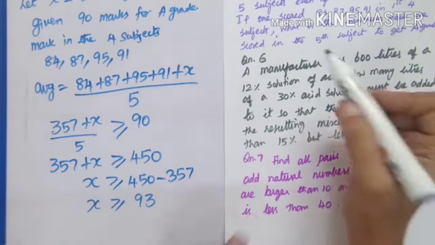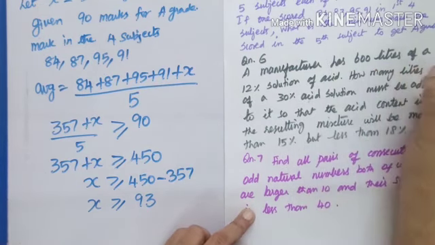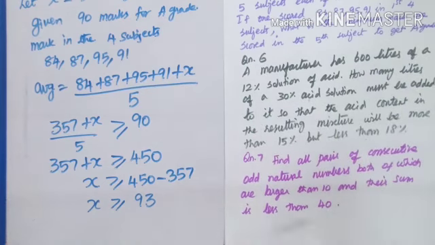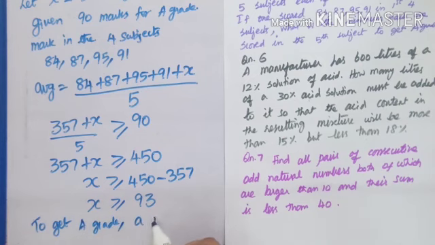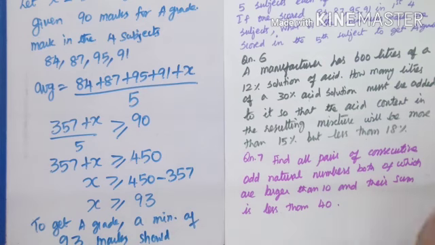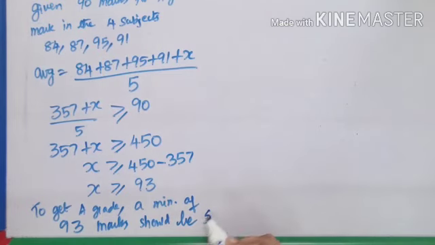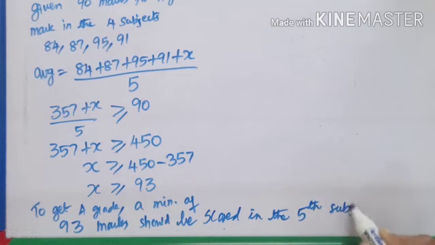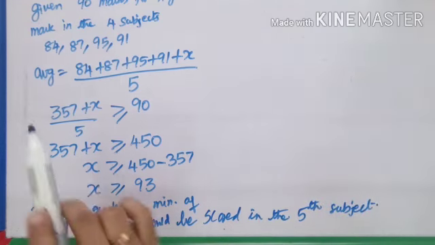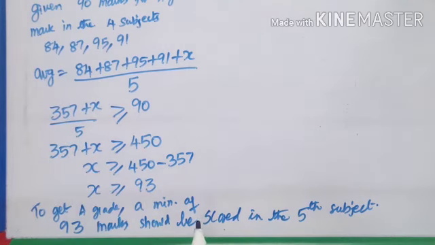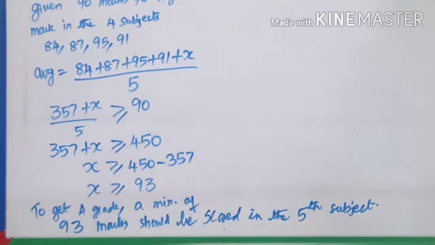So we will write the answer. What is the minimum mark one scored in the 5th subject to get A grade? So we shall write, to get A grade, a minimum of 93 marks should be scored in the 5th subject. And that is the answer. It's a simple problem, yet we should know what is average, and minimum means my answer should be greater than or equal to.